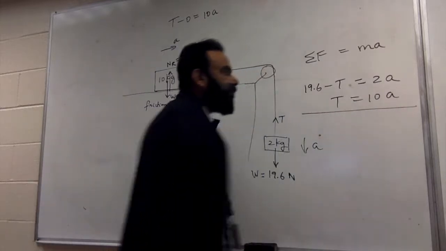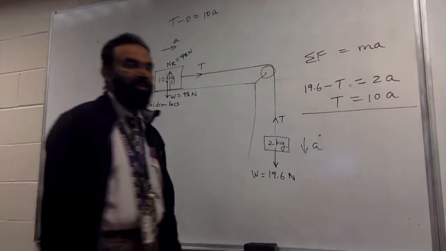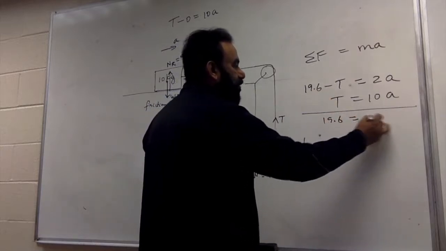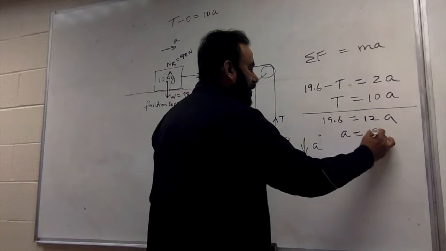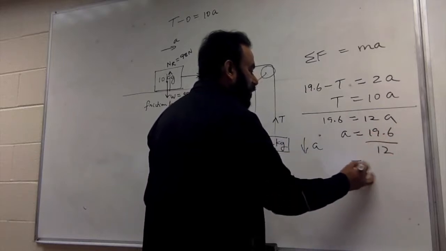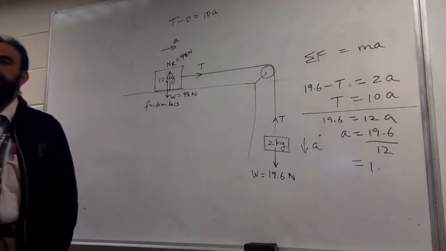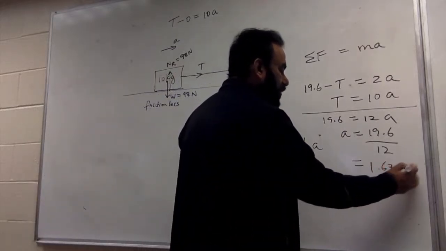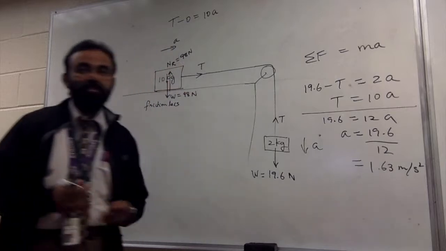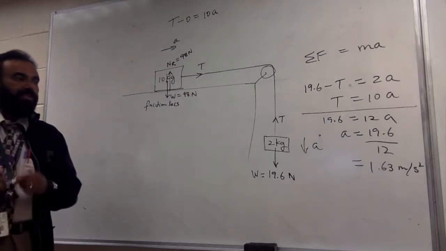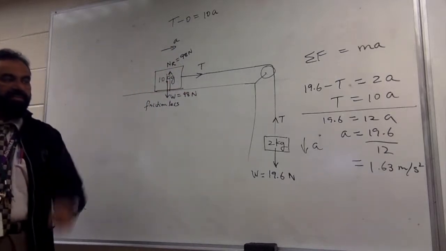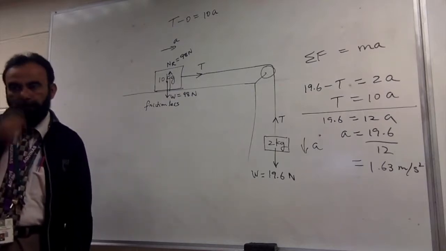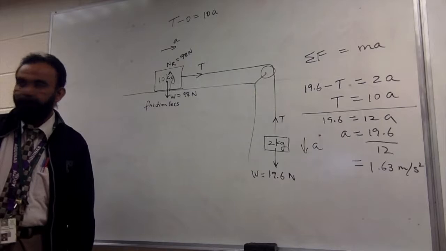Now you just add them up. Plus T and minus T goes off. So 19.6 is equal to 12A. And what is A? 19.6 over 12, which is 1.63. Everyone is doing it? 1.63 meters per second squared. So if I release the system from rest, it's going to slide like that with an acceleration of 1.63 meters per second squared. Get it?